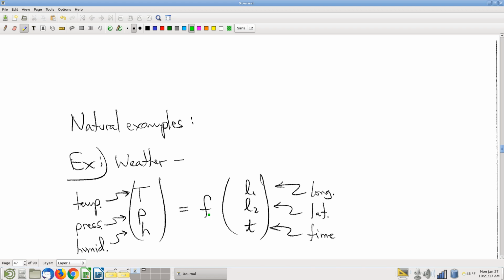We don't think about it in those terms at the water cooler. But what you're telling me is you want to talk about temperature. Well, that depends on where you are and when you're talking about. Temperature now, at this point, is not the same as the temperature 5 hours from now. The weather also includes barometric pressure. That also depends on where and when you're talking about. Humidity depends on where and when you're talking about.